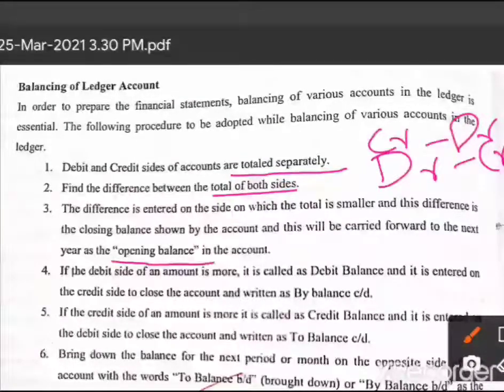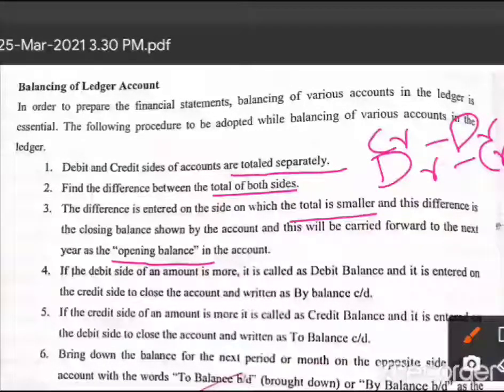as the opening balance. Okay, this point will be understood once we start doing the problem. Here it is very simple to understand. Both the debit and credit balances have to be totaled separately. Once we total separately, there will be a difference between the debit and credit balance. So the difference is entered on the side on which the total is smaller. Whichever side the total is less, we have to enter the difference and balance that.